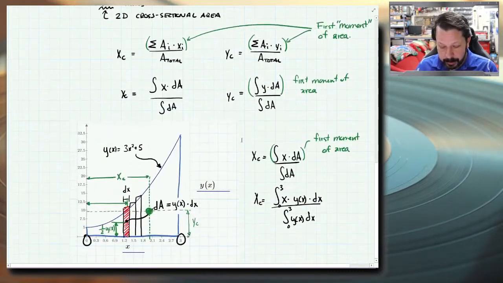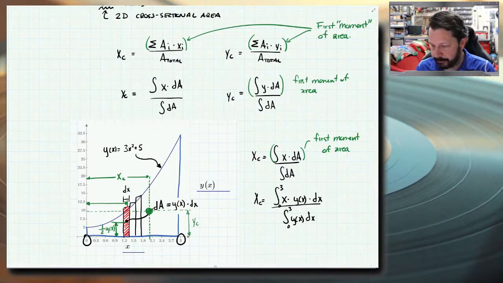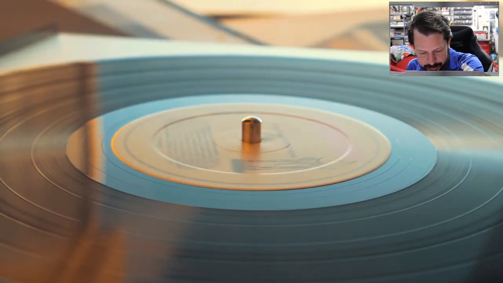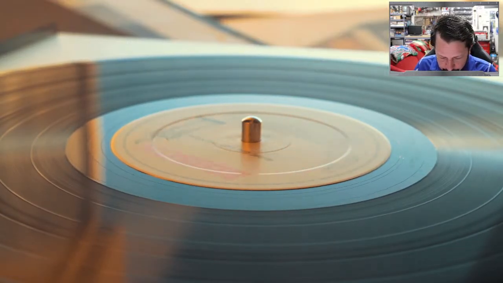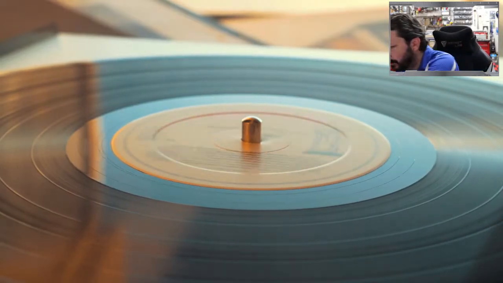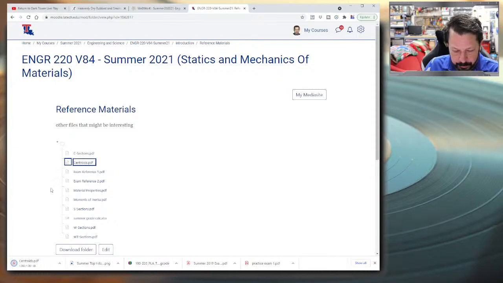So what we're going to do is we're going to take a chart. Let's see if I can find a good chart. I think I have one on Moodle. Let me see if I can dig it out. I didn't think about needing to find it until just now. All right, in here. So this is in the Introduction tab. There's a reference materials folder. This is where we found the material properties previously. And here is a chart for centroids. So we're going to look at that.